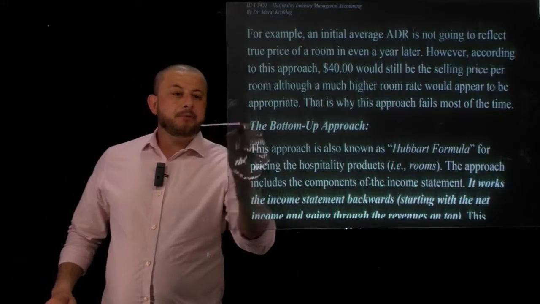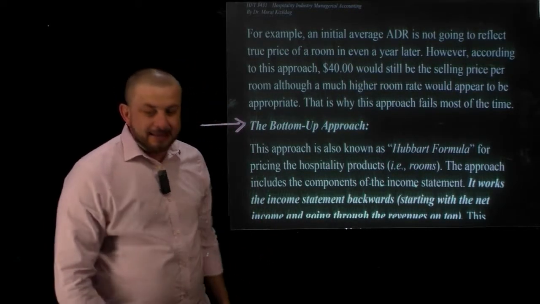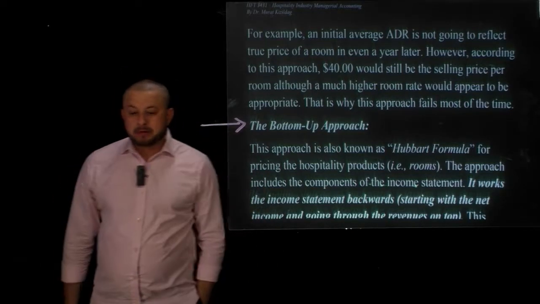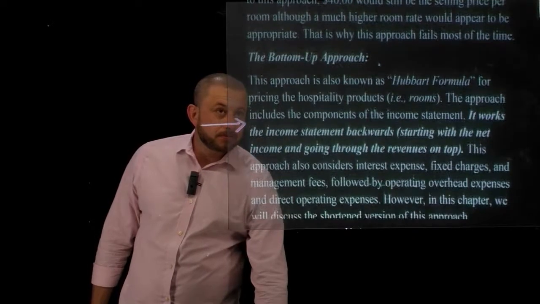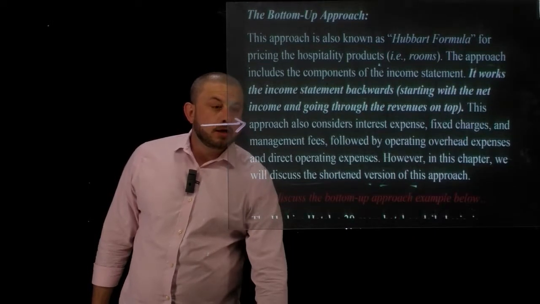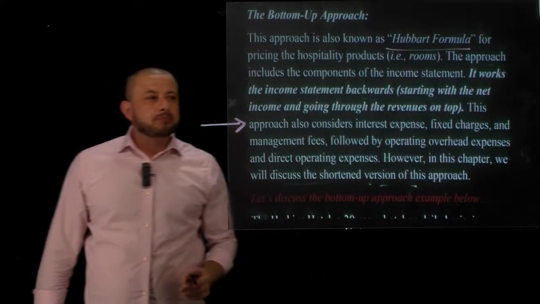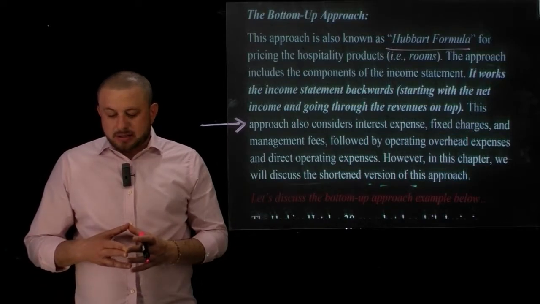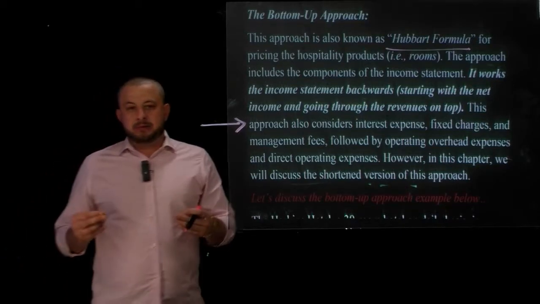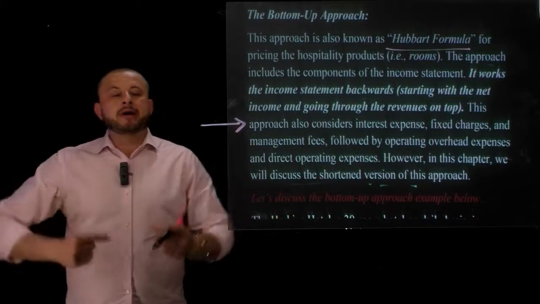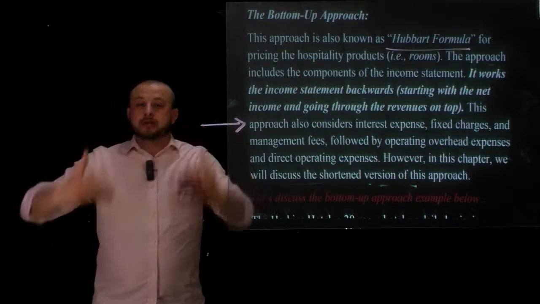Another approach we have is the bottom-up approach. Guys, the bottom-up approach is a very detailed approach. Let me just put it over here so you can see it better. The bottom-up approach, aka Hubbard formula, uses revenue and expense components of the operation, meaning it takes the income statement, works it backwards, and then finds how much you should charge for each specific room, or in general, either or.